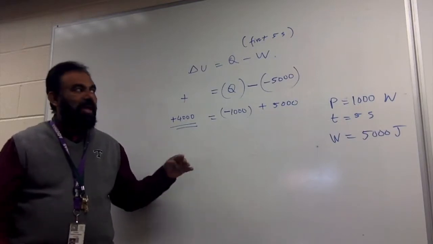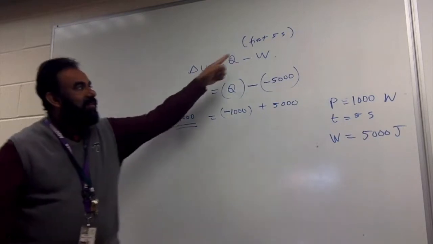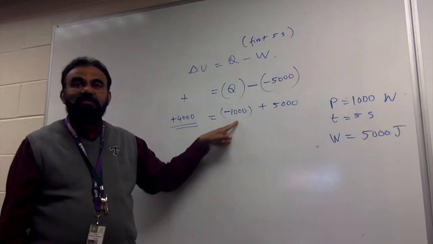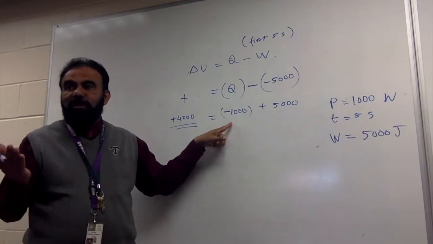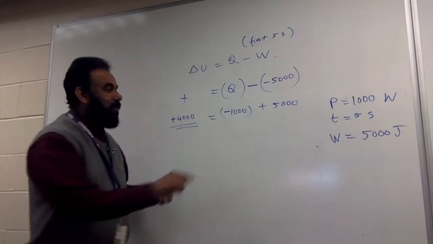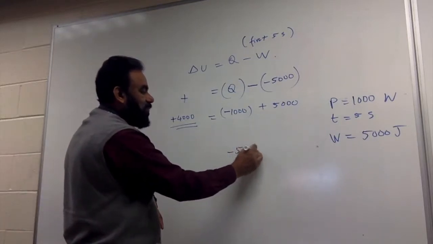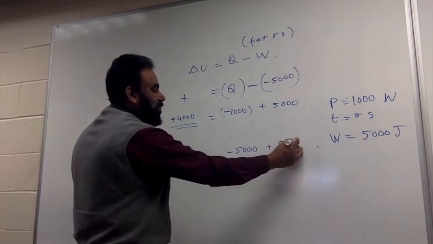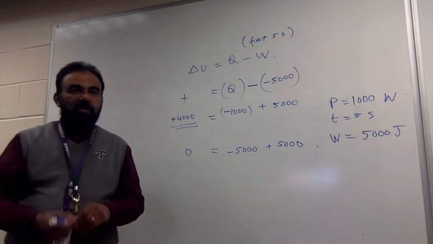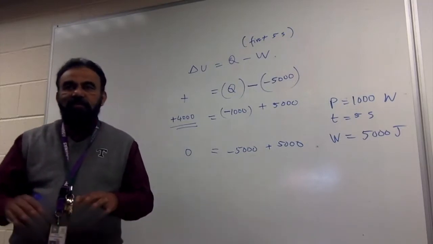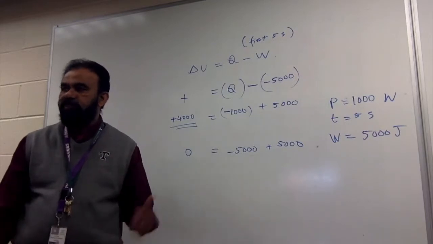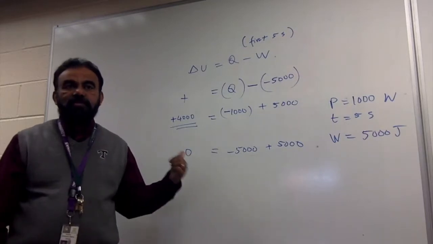You get it? What happens with time? As time progresses, what happens to this number? Increases. Keeps increasing. This minus 1,000 becomes higher and higher because it's getting hot. And eventually it comes to a point where this is negative 5,000, and that will be a positive 5,000. And this becomes zero. That means a hot plate reaches a certain internal energy and it does not change any further. You get it? Do you understand this?